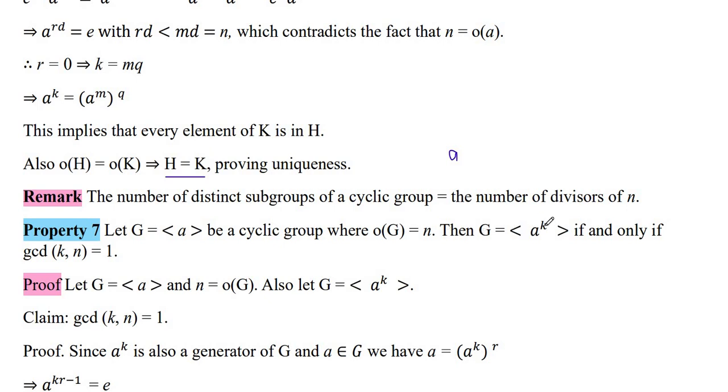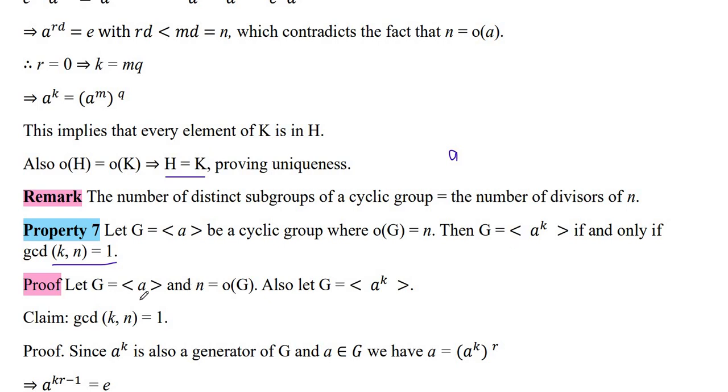See, K is a number that we have introduced here. So there must be some relation between K and N. N is nothing but the order of G. So A power K will also be a generator if and only if the GCD of K and N is 1. We must have the GCD of these two numbers to be 1. Other than 1, there should not be any other common divisor. So it's a very important property.